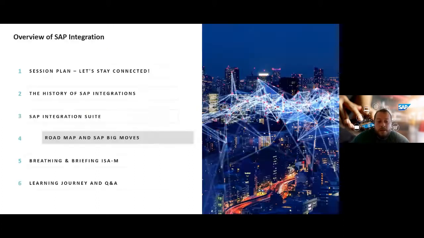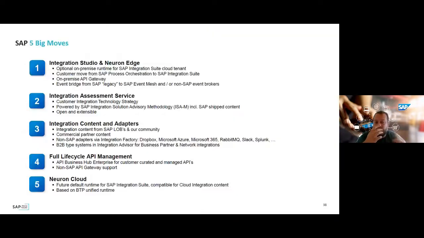Then let's talk a little bit about the roadmap and the big moves. SAP recently brought 5 big moves that they are building. The first one is the Integration Suite, the Integration Studio, a product suite to develop your integrations. But for me, the most interesting platform is the Neo Edge.